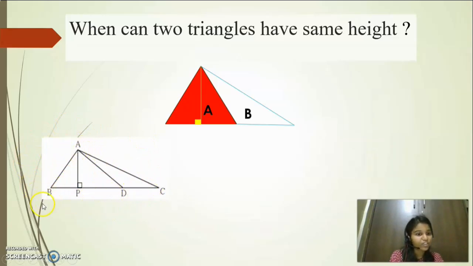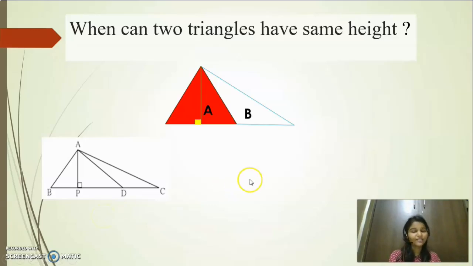If I take this triangle, that is triangle ABP or triangle APD or triangle ADC or even a bigger triangle that is ABD or ABC, all these triangles are having a common vertex, that is A, and their bases are lying on the same line. Therefore, we can say that for all these triangles, the height will be same.